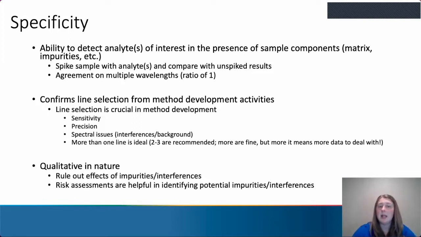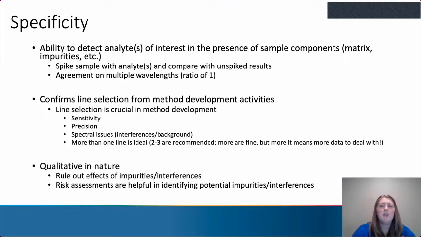So line selection, or mass selection for mass spec users, is critical in method development. Selection criteria include sensitivity and precision. You also want to be looking at whether your window is spectrally clean. This means you're free of interferences. There's no odd background going on, no weird peak shapes, and so forth.